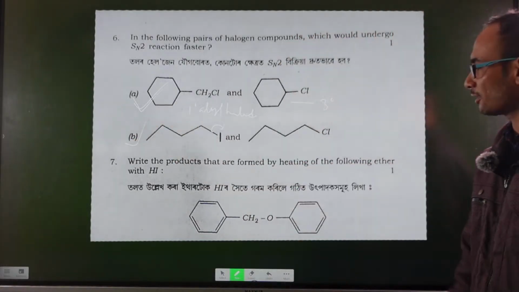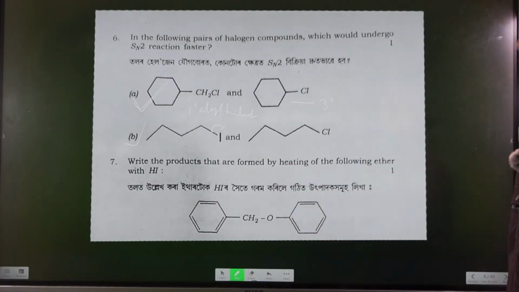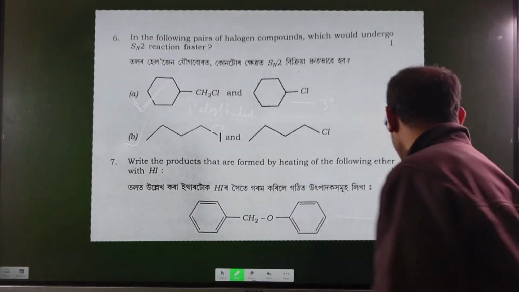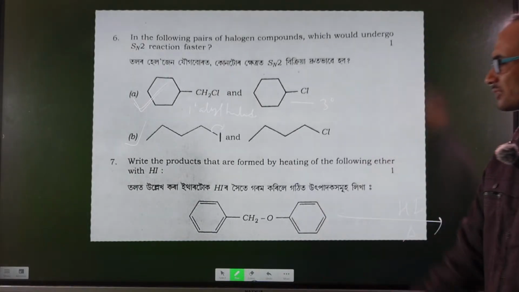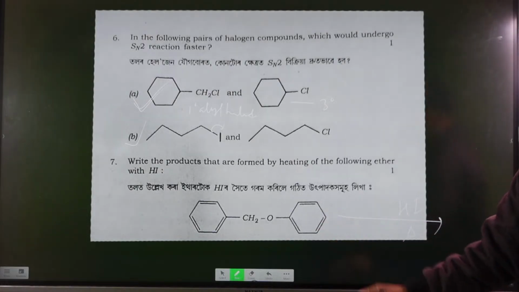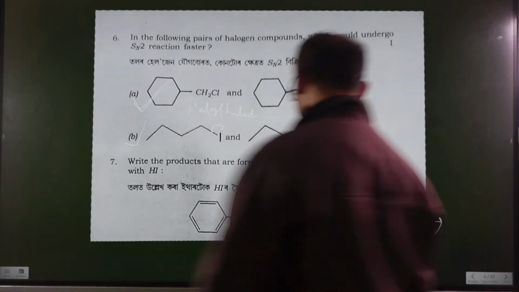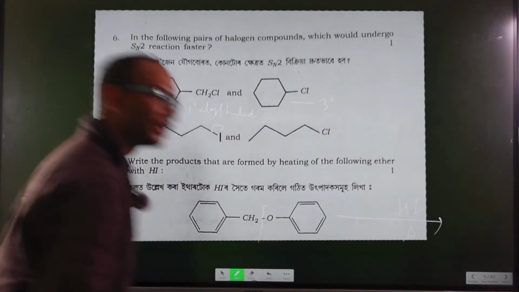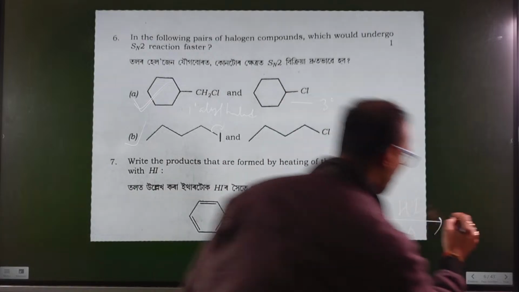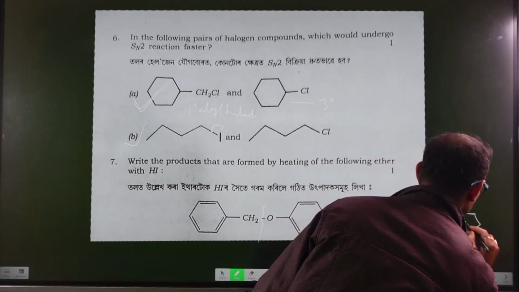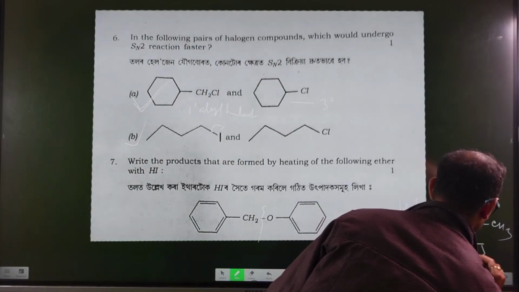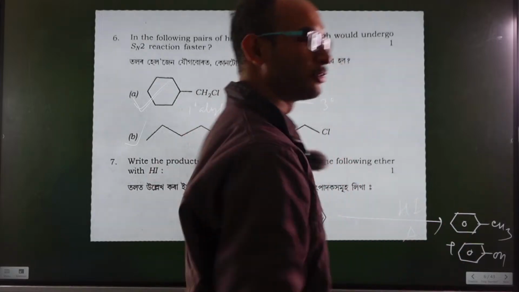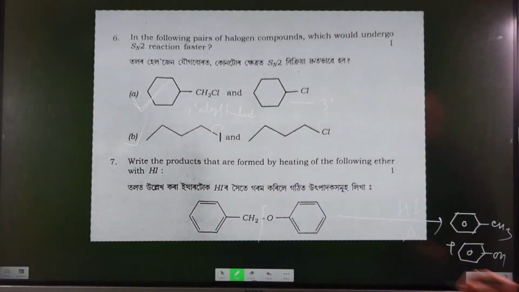In question number 7, you can see the product's name after heating this ether in presence of hydroiodic acid. If you heat this ether, benzyl phenyl ether, in presence of HI, what will happen? This bond will be cleaved on heating, and it will give you toluene as a product, and another product is phenol. These two products you will get in this chemical transformation. So moving to the next question.